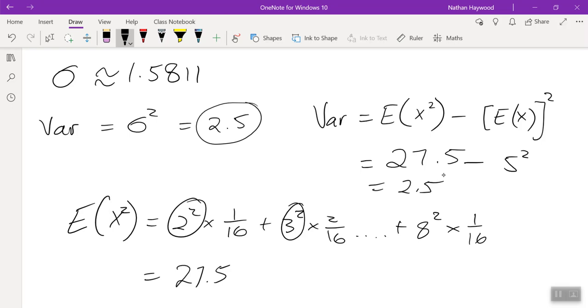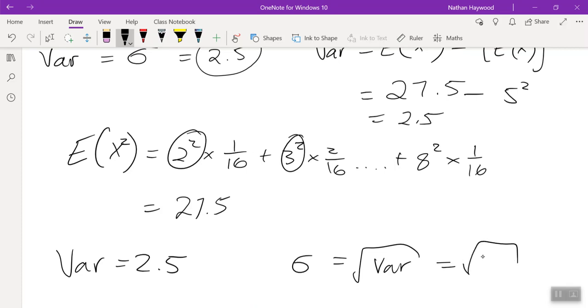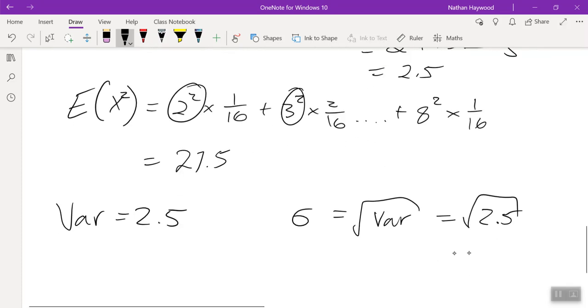And if a question said, here's the variance, what's the standard deviation? What would you do? Square root. Very good. So if it says the variance is 2.5, the standard deviation is the square root of the variance. So that's pretty much all I'm going to say now, unless you have a question. No question?